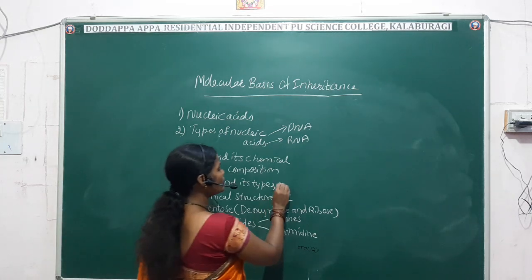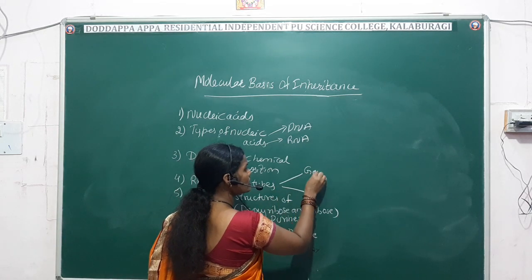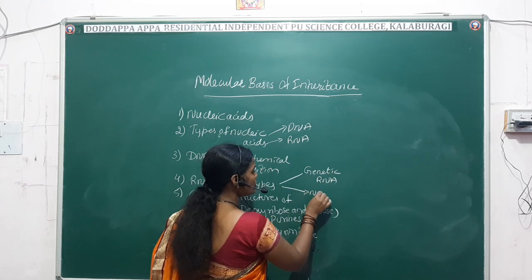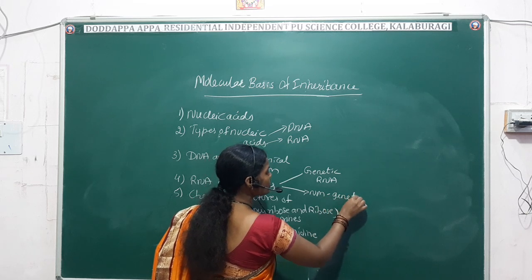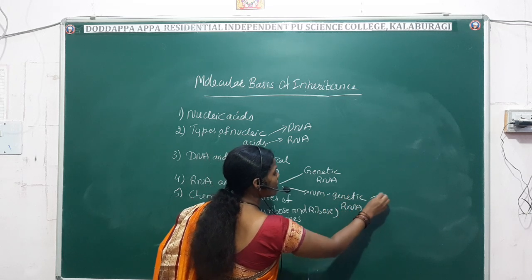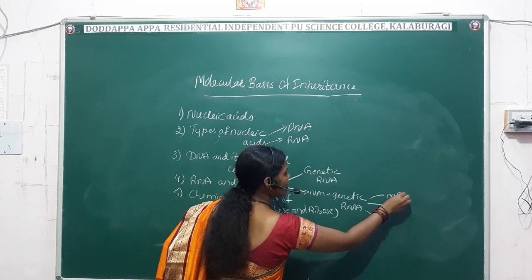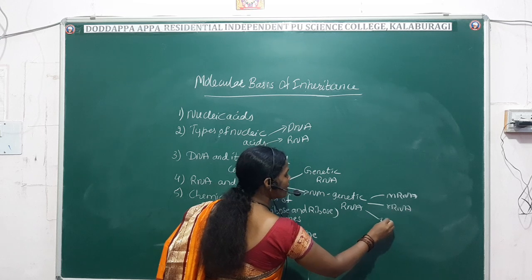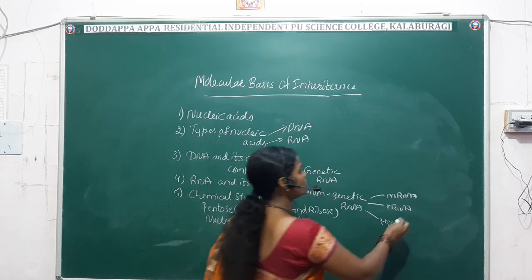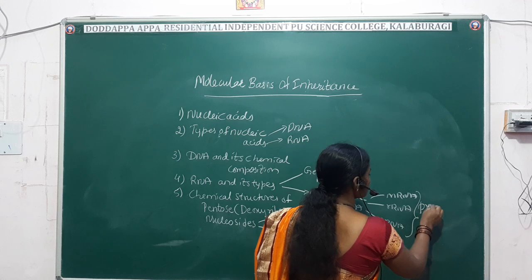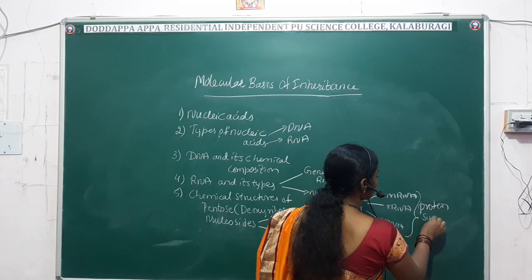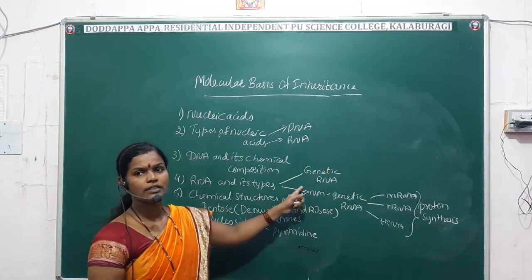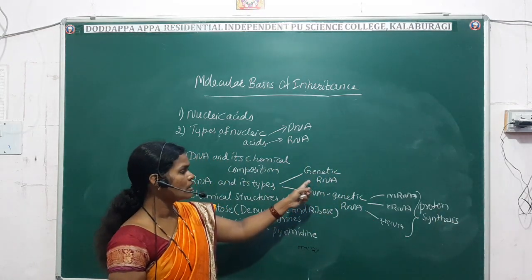Two types of RNA are there, genetic RNA and non-genetic RNA. In non-genetic RNA, three types are there: mRNA, rRNA and tRNA. They help in the mechanism of protein synthesis. Genetic RNA carries the hereditary material from one generation to another.